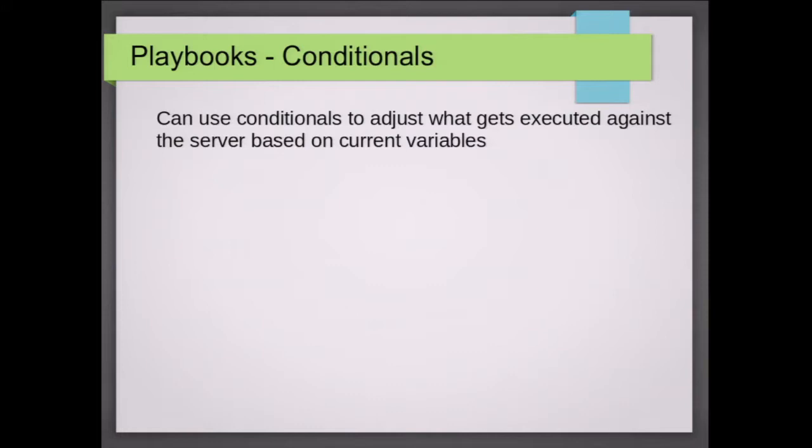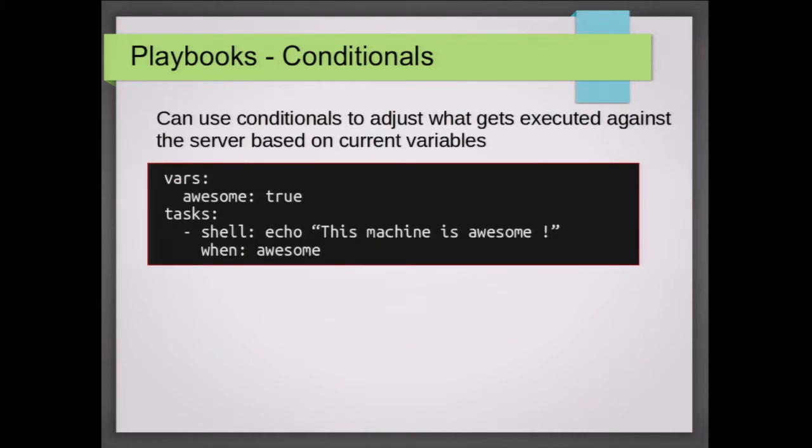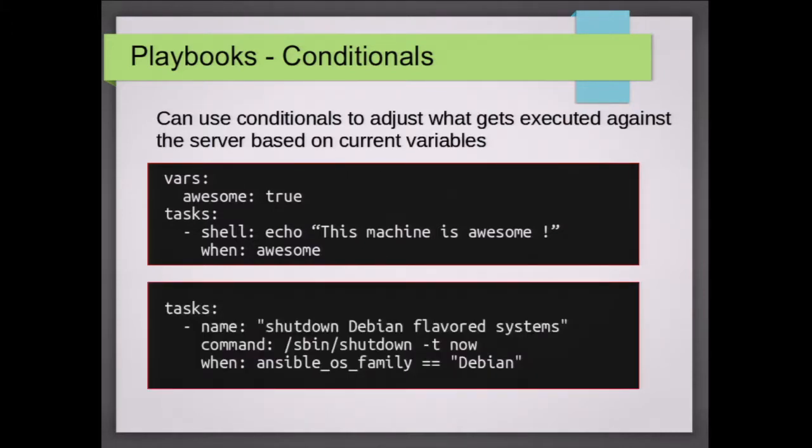There's also conditionals. I think we only use one in the play, because we're only on a single server, but I imagine if you've got many servers with lots of different architectures, you might use conditionals a little bit more. Here's a stupid example where we've got a variable awesome set to true, and we're going to run this shell task to echo out this machine is awesome whenever awesome is set to true. A slightly more useful example is we might just want to shut down Debian-flavored systems, no other systems. We're not quite sure why. So again, you've got this command module to go and shut them down, and we're only doing it when the ansible_os_family is Debian. So again, that's just another variable.